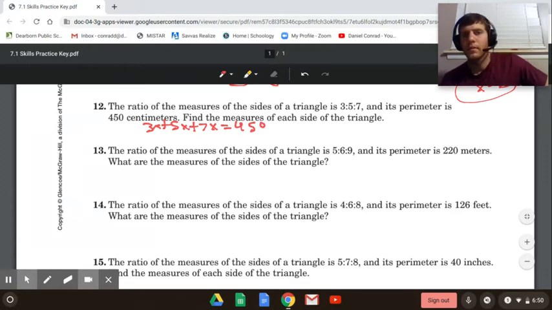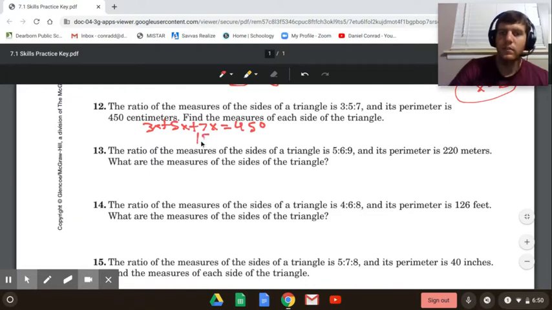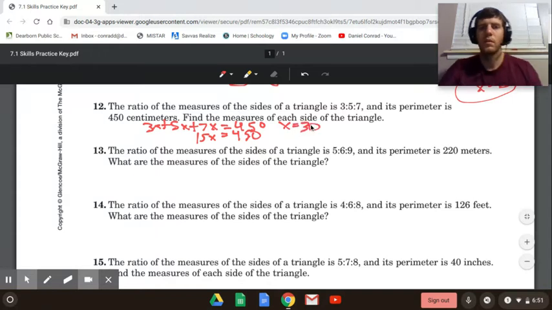Combine like terms, that's going to give us 15x equals 450. If you divide by 15 on each side, you're going to end up with x equals 30. Okay. So to find the measure of each side of the triangle, right, we're going to have 3x, right? We said our sides were 3x, 4x, and 5x.